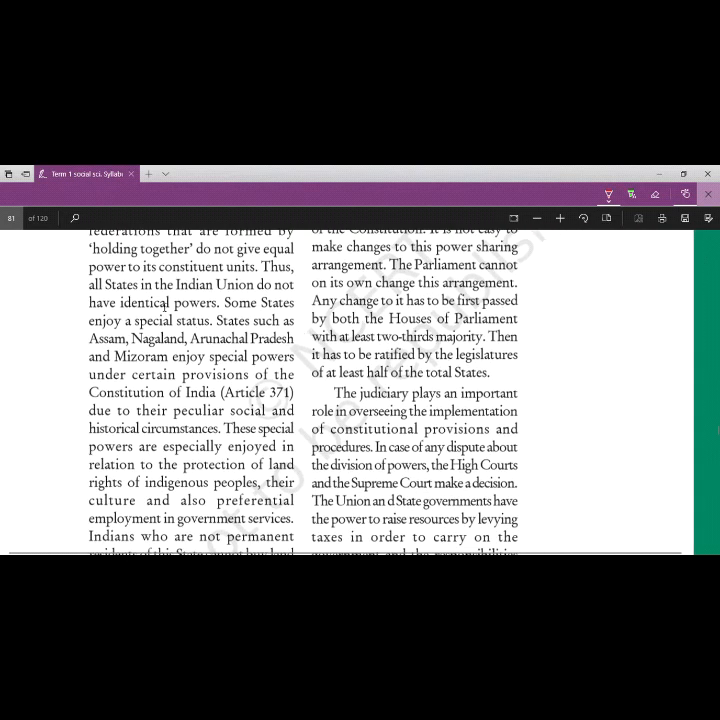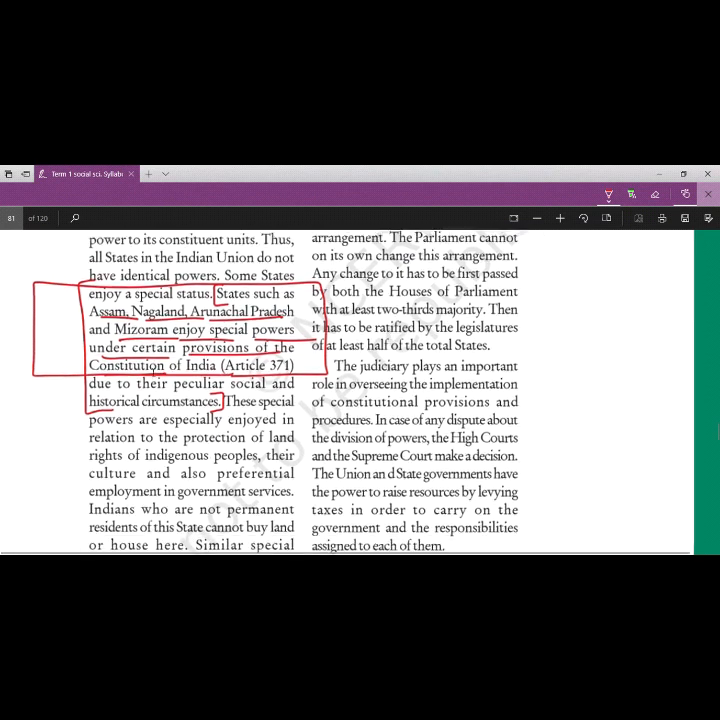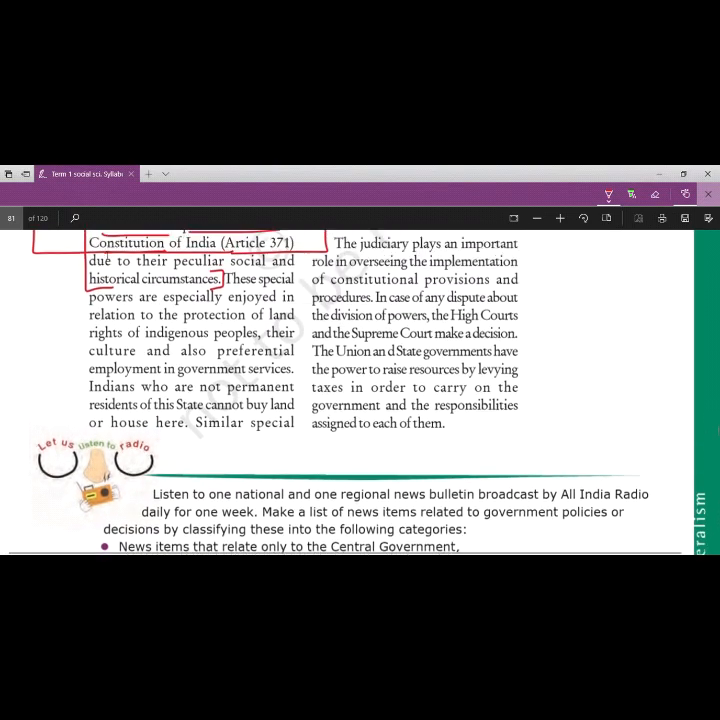This is mainly for those who have the old NCERTs: you must check in your book whether this statement is present or not, because most of the students were saying that this portion is not included, and the question was asked in the school test by the teacher. States such as Assam, Nagaland, Arunachal Pradesh and Mizoram enjoy special powers under certain provisions of the Constitution of India, Article 371. This portion is missing in some old NCERTs, but students who have the new NCERTs must have this statement in their book.